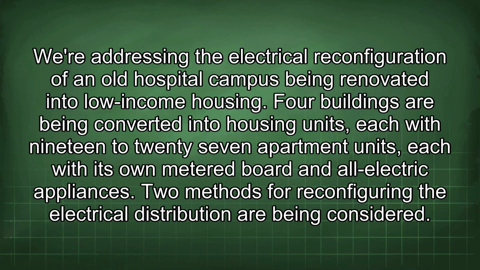We're addressing the electrical reconfiguration of an old hospital campus being renovated into low-income housing. Four buildings are being converted into housing units, each with 19 to 27 apartment units, each with its own metered board and all electric appliances. Two methods for reconfiguring the electrical distribution are being considered.